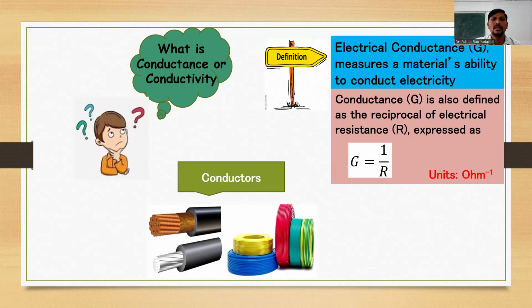And the next one is conductors. Conductors are the materials which conduct electricity. All the electrical wires come under the conductors. Here aluminum and copper are used as electrical conductors, and the insulation covers, such as Bakelite or PVC, are the insulators.